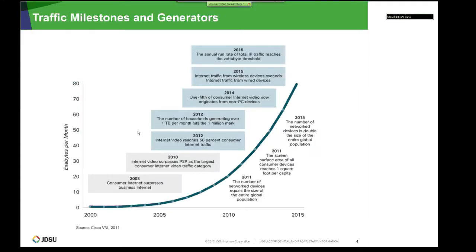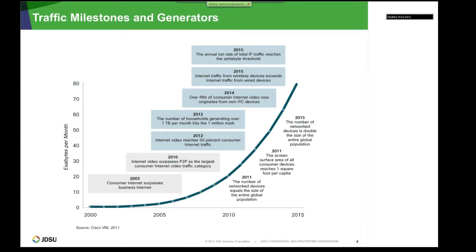Let's start with the introduction. This is quite a nice graph, I would say, which was made by Cisco about 1.5 years ago, which is telling us how the needs or demand for data transmission are exponentially growing. If you look at this graph, there are some milestones. In 2003, consumer internet surpassed business internet. It means the private data transmission reached the level of business data transmission.